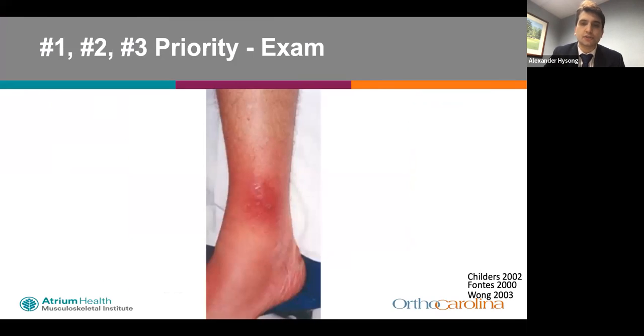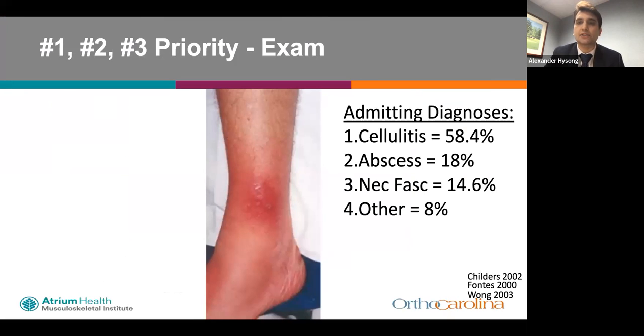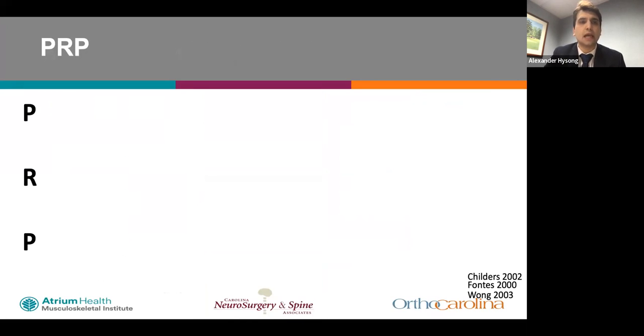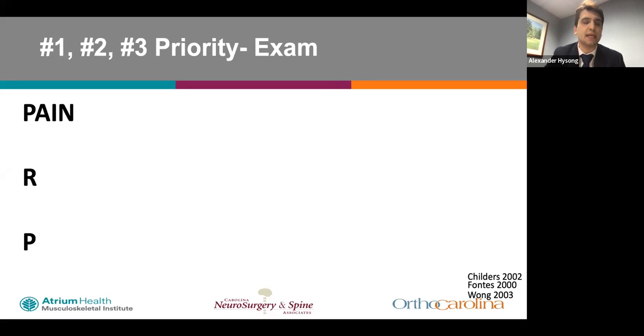You want to catch it or start to be suspicious of it when it looks like this, a benign appearing cellulitic rash. In fact, the admitting diagnosis in some studies is cellulitis in over 50% of cases and under 20% necrotizing fasciitis at admission. So how do we avoid this misdiagnosis? Well, I created this acronym based on my research, PRP, the three most common presenting symptoms when you're evaluating somebody with necrotizing fasciitis. The first is pain.